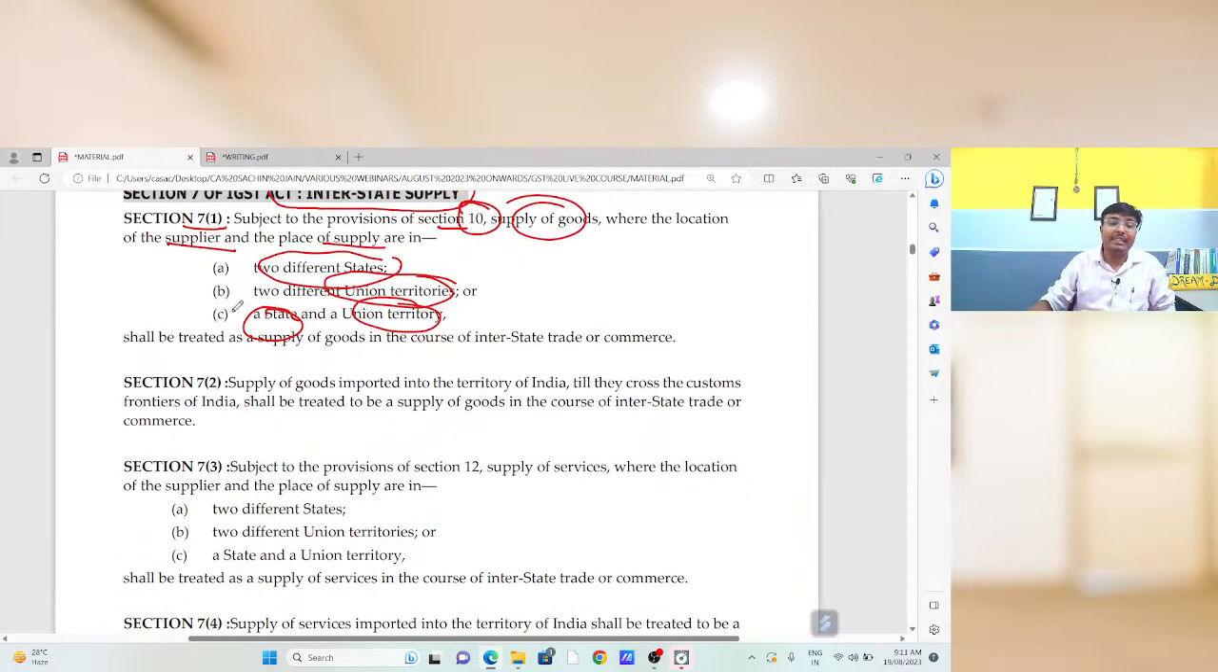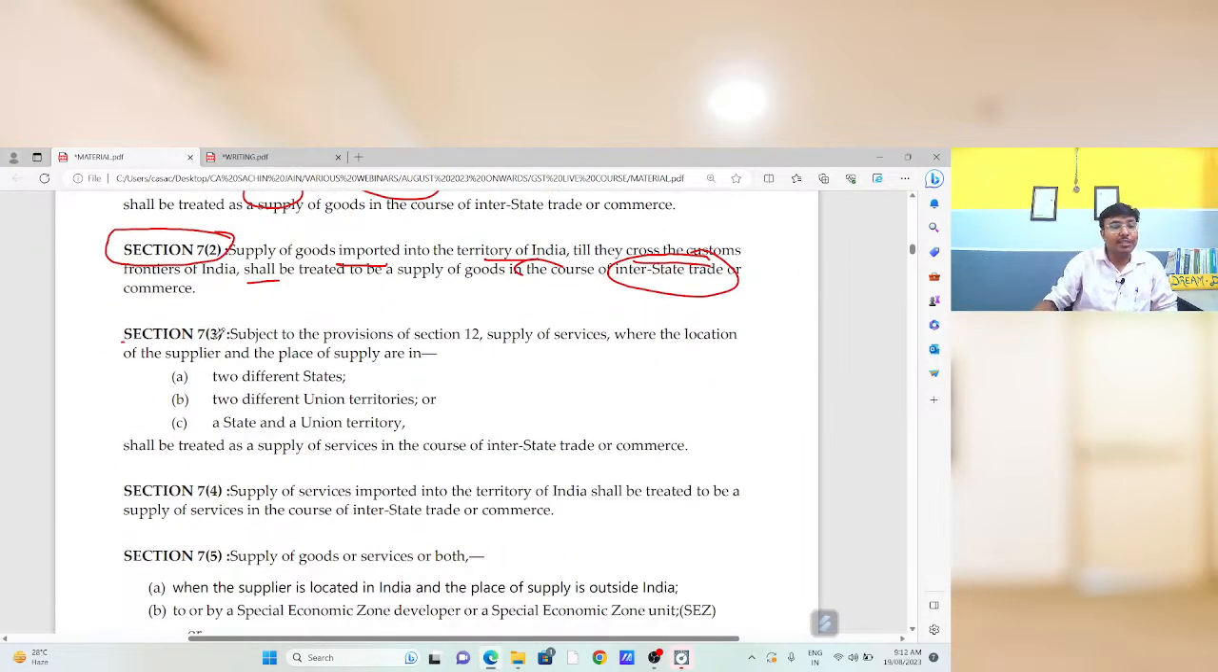Section number 7, subsection 2: supply of goods imported into Indian territory till they cross the customs frontier of India shall be treated as supply of goods in the course of interstate supply. That is why we said that when we import certain things, in that case IGST should be charged under reverse charge mechanism, because this is clearly mentioned in section number 7, subsection 2 of the IGST Act. Hence, we are not going to apply the concept of CGST and SGST under reverse charge mechanism in this case, because a specific section says that in case of import of services or import of goods, IGST should be charged under reverse charge mechanism.